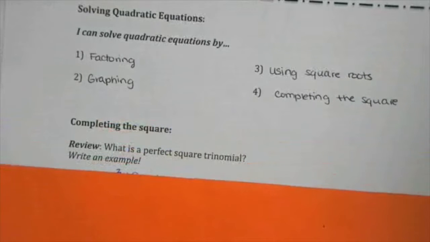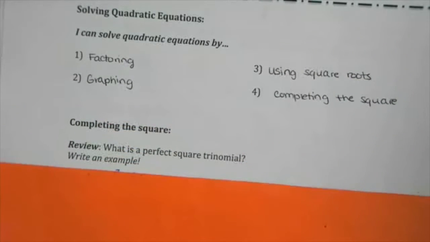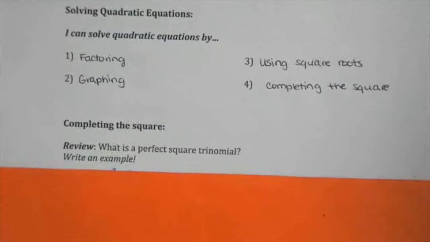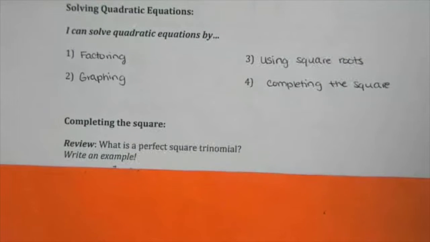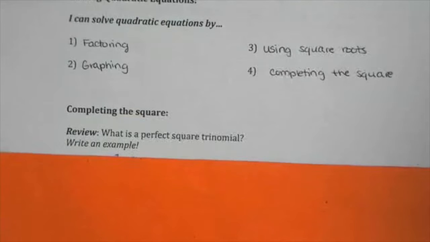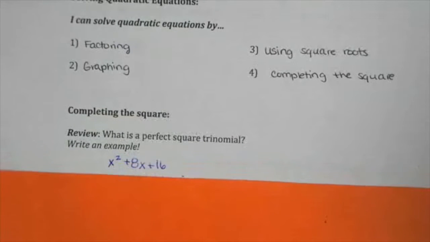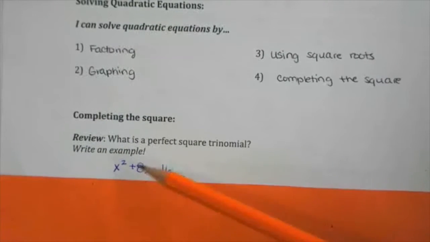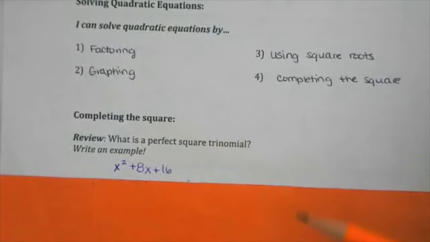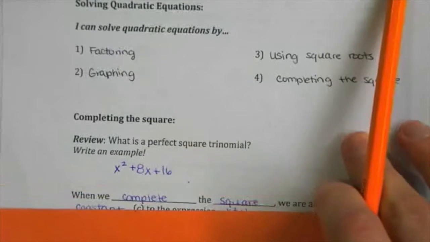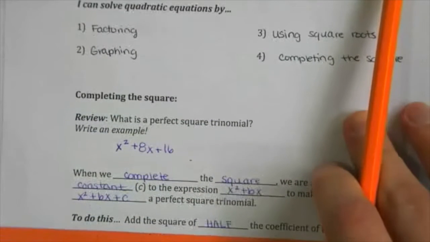So, completing the square. First off, I want you to write an example of a perfect square trinomial. Remember back to our special cases trinomials. If we can use the perfect square to factor it, what does that mean? All right, think about that for just a moment. All right, hopefully you remembered that it means that the first term and the last term are perfect squares. All right, so this is how we can complete the square.